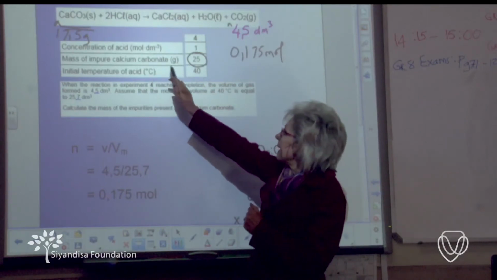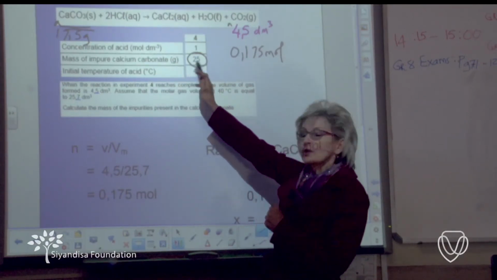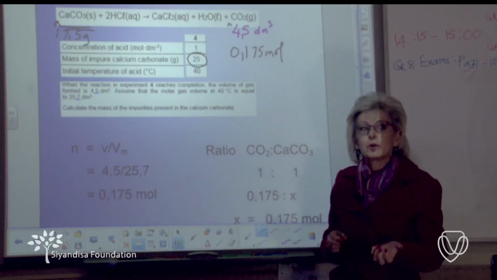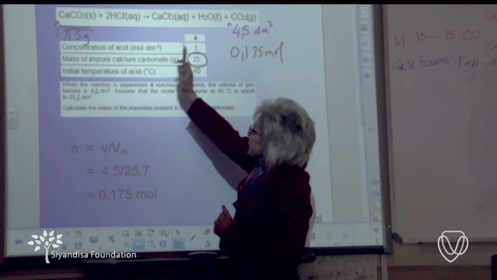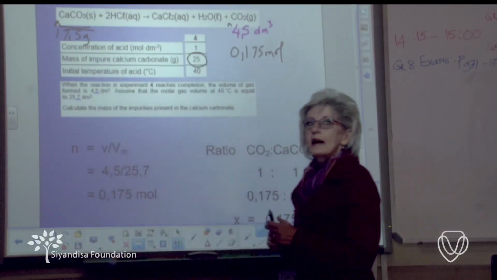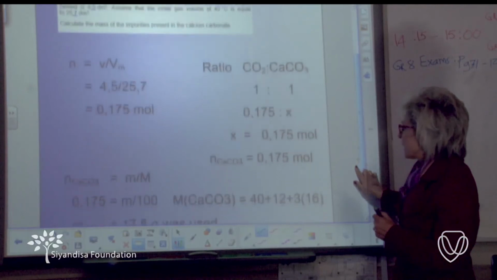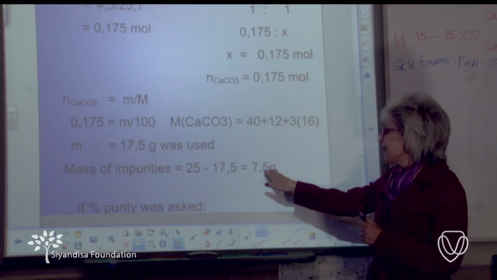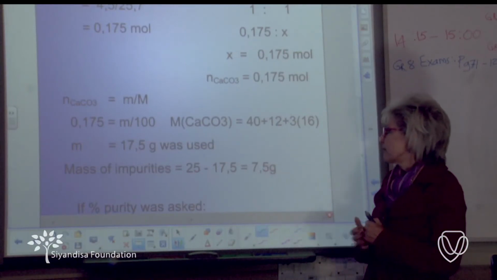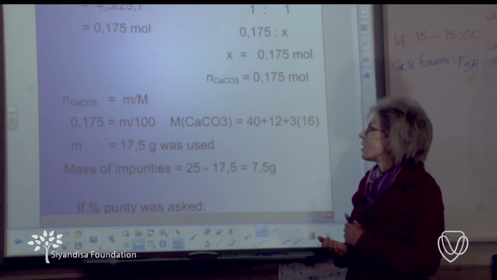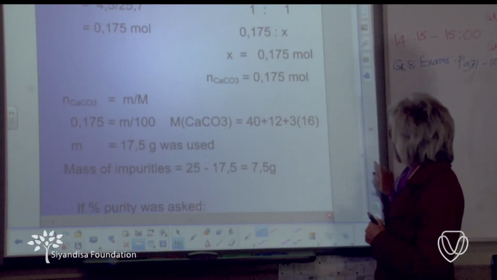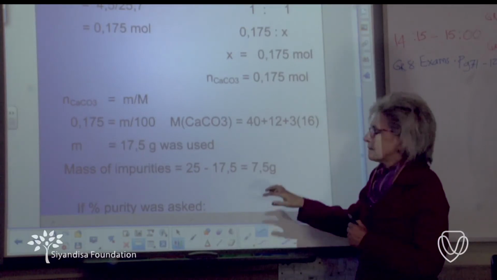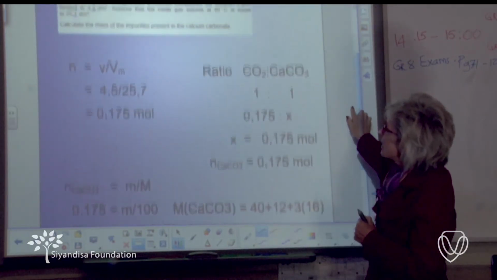So the mass of impure calcium carbonate was 25 gram. But all of that 25 gram was not pure calcium carbonate. It said it contained impurities. Of that mass of 25, only 17.5 gram was used to form the product, and therefore the mass of impurities that did not react was 7.5 gram. Now, that was not even asked. The question asked the percentage. So to get to the percentage, no, I am mixing this up now. They did ask for the mass.